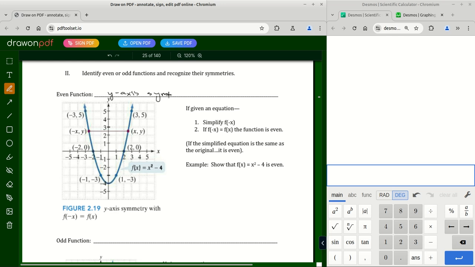Y-axis symmetry. And I'm also going to put even powers. We're going to talk about that. Odd is origin symmetry. And I'm going to say odd powers. Again, this is more of like a chart thingy.